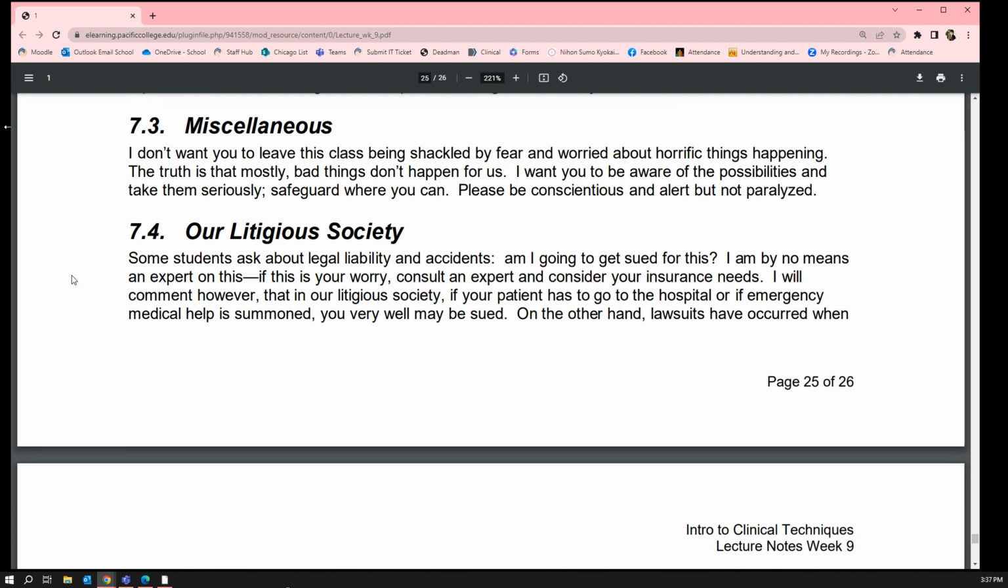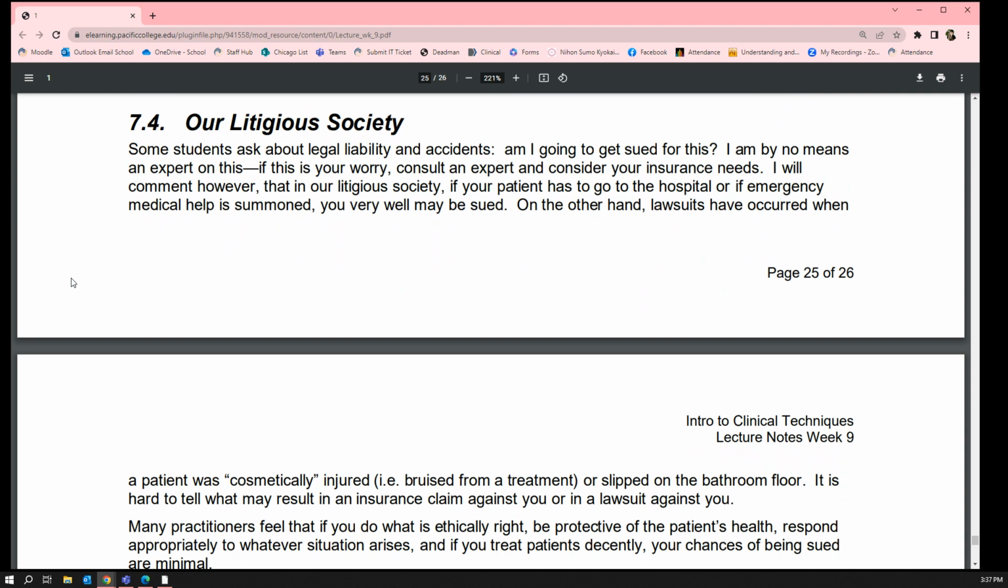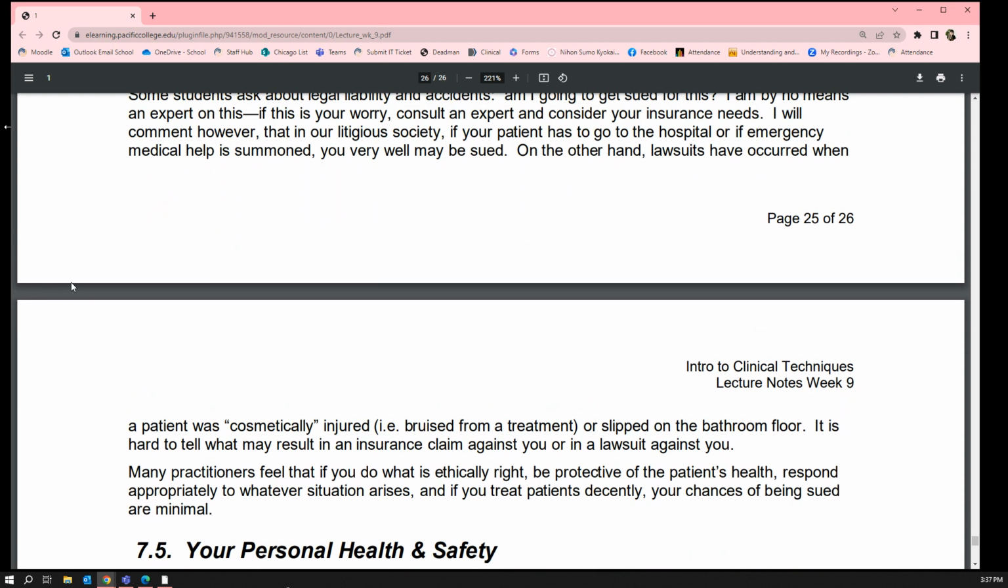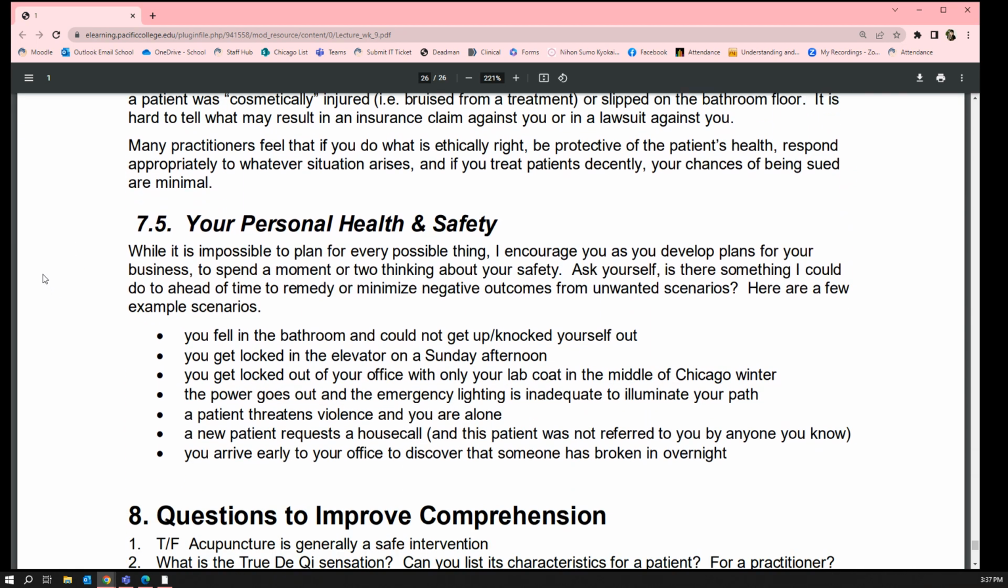All right, next section, this Our Litigious Society kind of talks about getting sued, talks a little bit about ethics, so I want you to read that on your own. It's kind of more of a section to ponder. But last little chunk here, your personal health and safety. So we've talked a lot about emergency scenarios, right? But here are a few other example scenarios that you should think about after you start working, whether that's in a classroom, in a treatment room at school, or your own treatment room out in the real world.